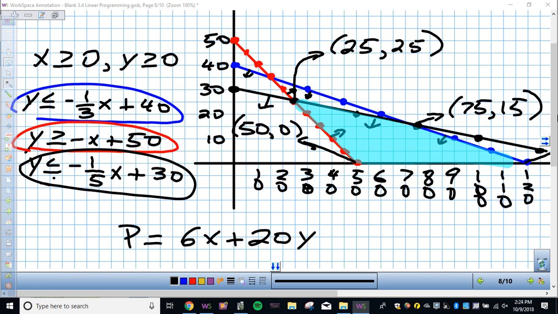So, which ones? Nope, 75 for x. Okay, we good? It's good. Sometimes I screw that up, so I want to make sure.